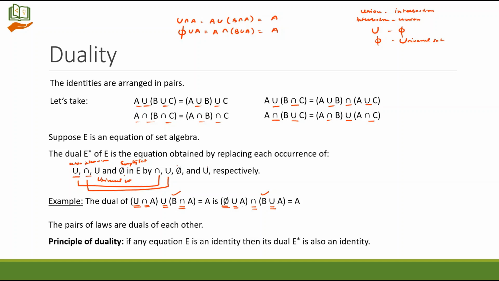What is the principle of duality? If any equation E is an identity, then its dual is also an identity. If this is going to be an identity called equation E, then the dual E star is also an identity. So this is the dual of E. So this is the principle of duality.